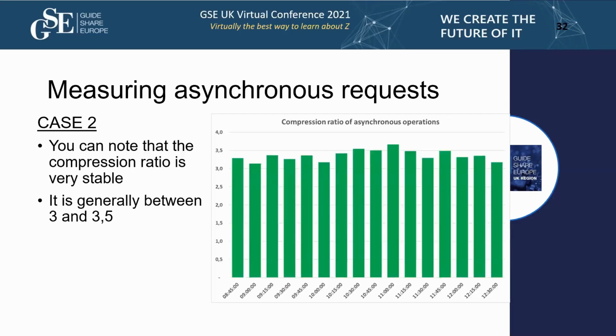By using the formula provided in the previous slides, we calculated the compression ratio. So the compression ratio, you can see, is very stable. It's generally between 3 and 3.5 with some small variations.